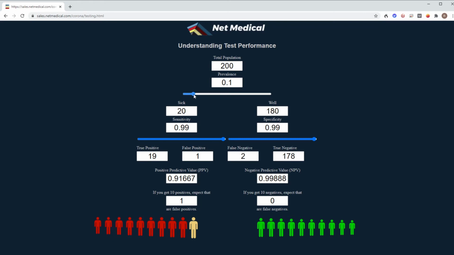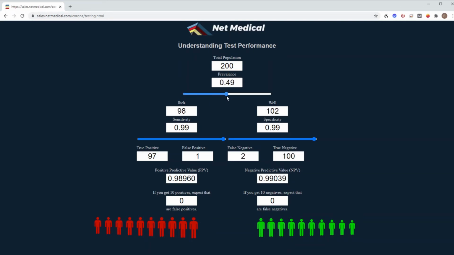As the prevalence drops, we get 5% prevalence. We now have 2 false positives. And then as we approach the limit of the sensitivity at 1%, now if we got 10 positives, we should expect that out of those 10 positives, 5 are false positives. Let me reset it one more time.